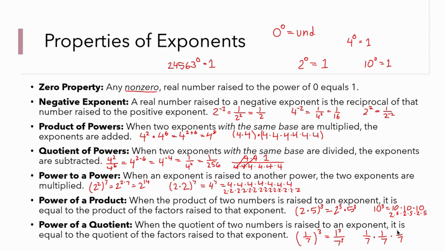So 1 times 1 times 1 is equal to 1, and 7 times 7 times 7 is equal to 343. But since we have 3 1's being multiplied together here, we can write that as 1 cubed. And since we have 3 7's being multiplied together, we can write that as 7 cubed, which is equal to this.